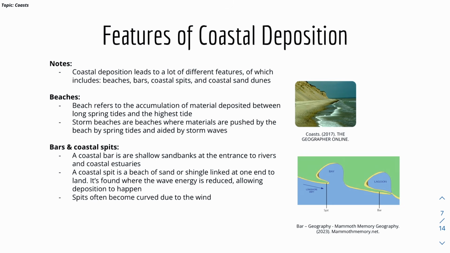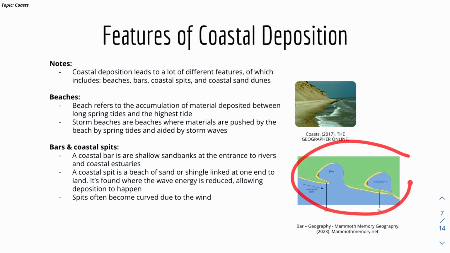Storm beaches are beaches where materials are pushed by the beach by spring tides and aided by storm waves. So here's just a diagram of beach, and I'm sure you're familiar with this. And then we have a less familiar concept called bars and coastal spits. So a coastal bar is a shallow sandbank at the entrances to rivers and coastal estuaries.